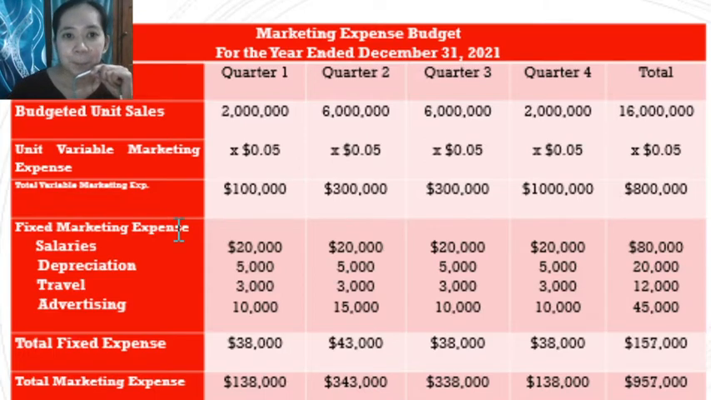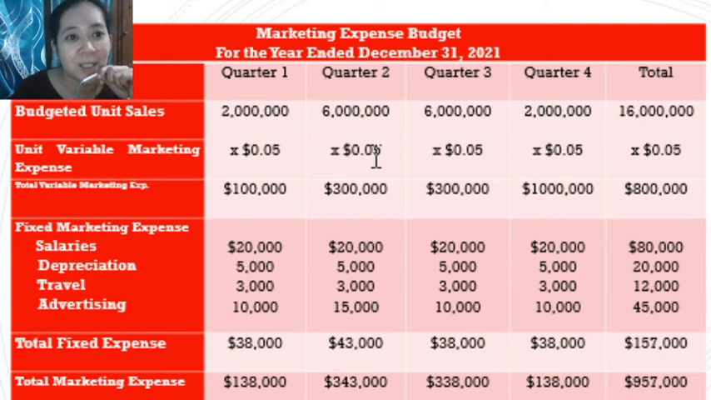Okay, so for the first requirement, we will prepare the marketing expense budget. Normally, again, we will classify the expenses as fixed and variable components. The first one is the variable component. If you still remember, our variable marketing expense is $0.05 per unit sold of the concrete block. So our budgeted unit sales are taken from our sales production budget.